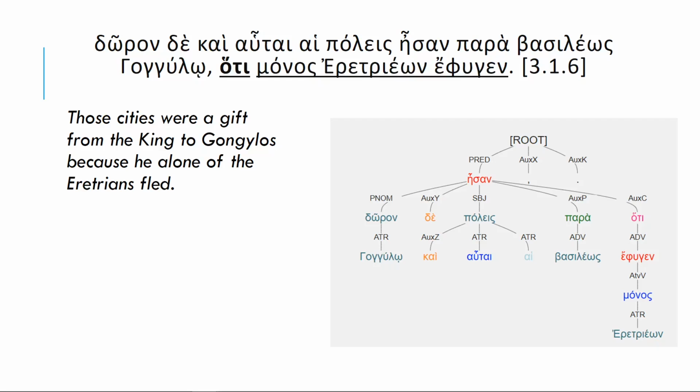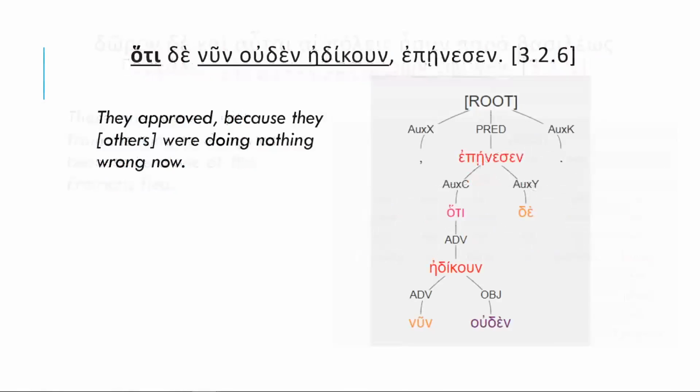Now, causal clauses can be translated because or since. You can say as, although I'd prefer you didn't, because as does too many other things. You want your reader to be able to understand it on the first take, and because is not ambiguous. Since can have that sense of time or cause, and sometimes you want that ambiguity, so there you go. They approved. That's the main verb here. They approved. Why? Because they were doing nothing wrong now, right? They were doing no harm now.